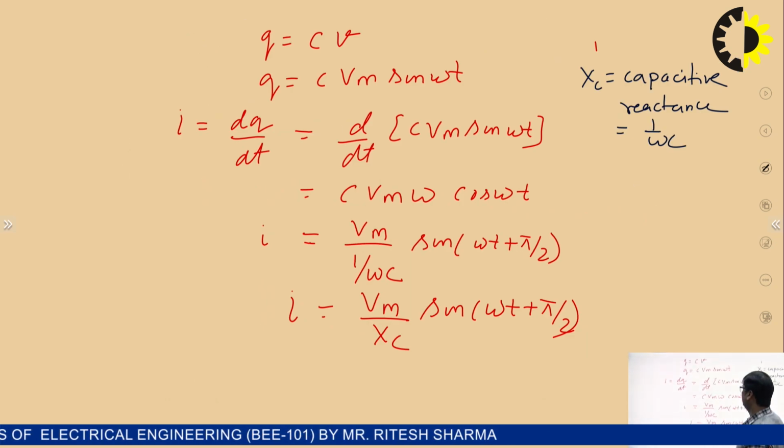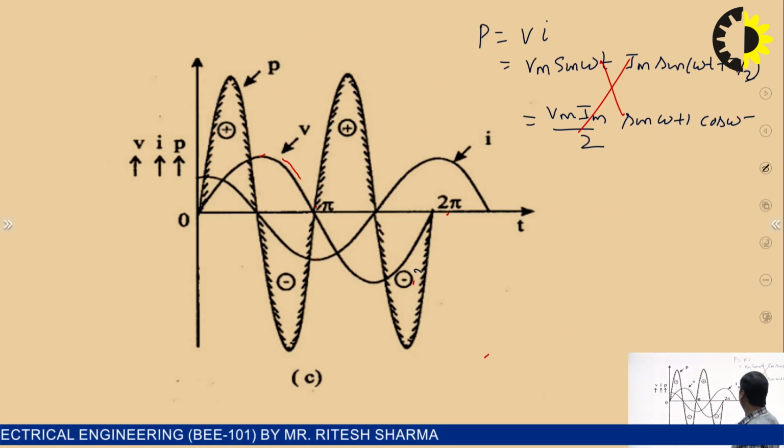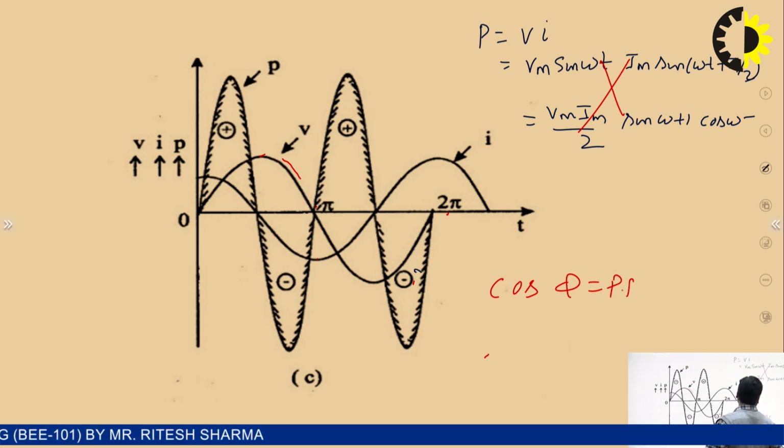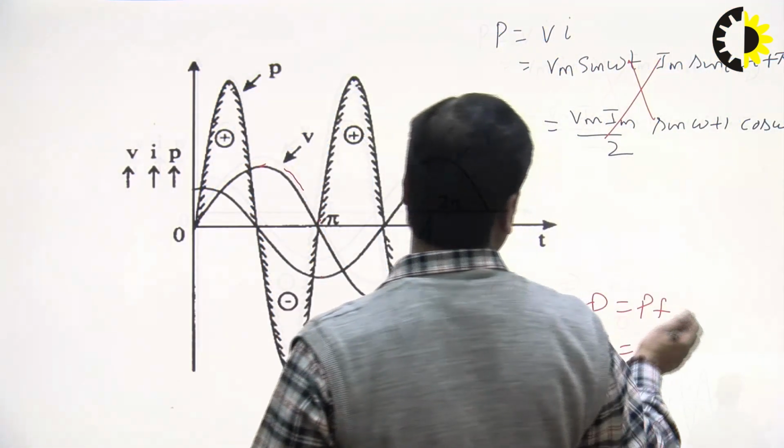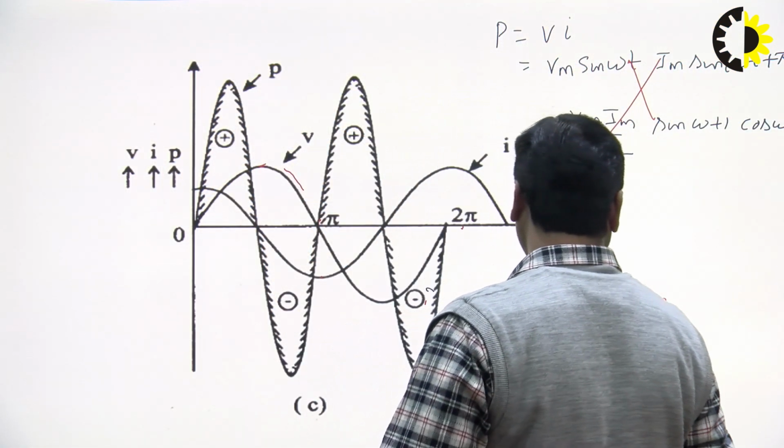So here the power factor, cos phi, will again be 0, because the angle between the voltage and current is 90 degrees. So cos 90 is equal to 0.